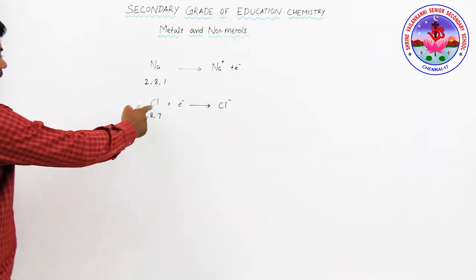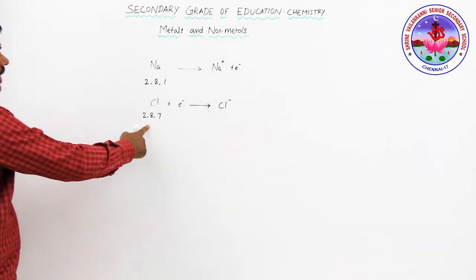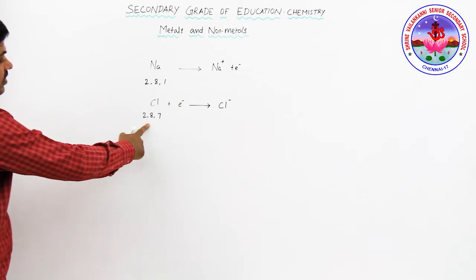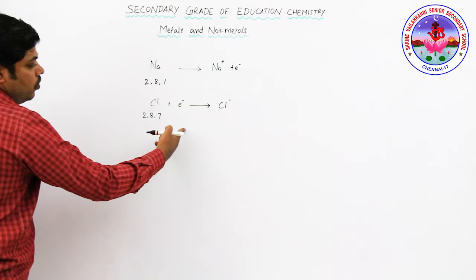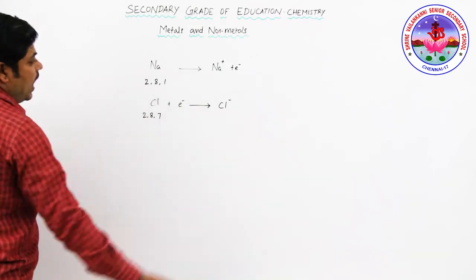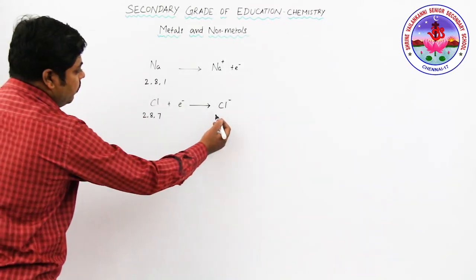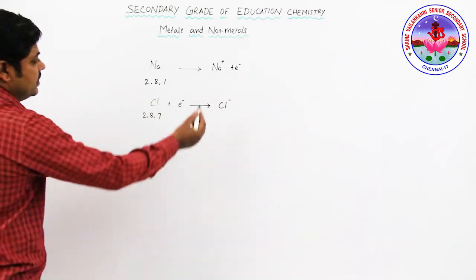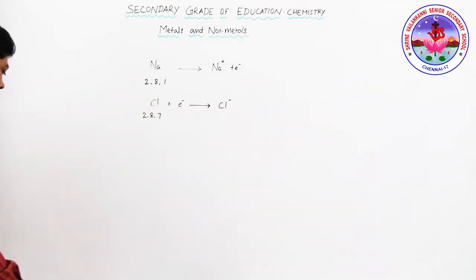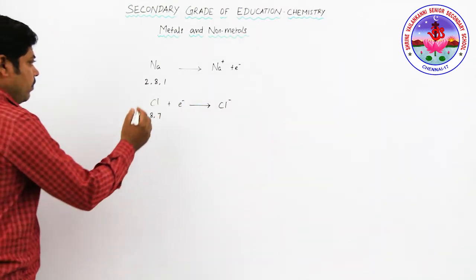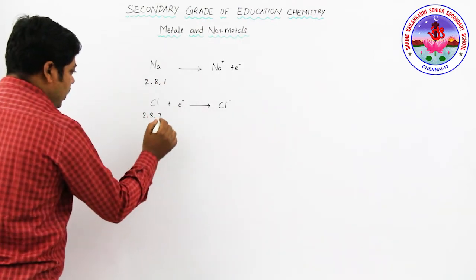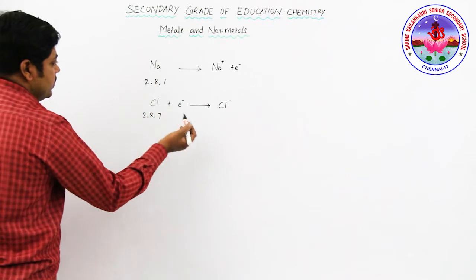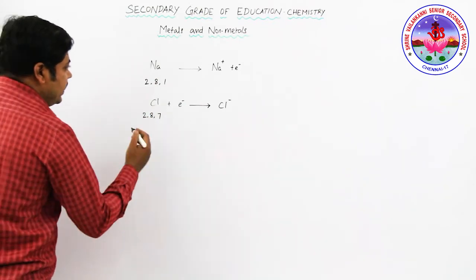Look at chlorine. Chlorine's atomic number is 17, so the electronic configuration is 2, 8, 7. So 1 electron is gained from the sodium to form the chloride ion, or simply we call it an anion. So this is the cation and the anion. In the formation of sodium chloride, there is 1 electron in sodium and 7 electrons in the chlorine atom. What happened? It's give and take.